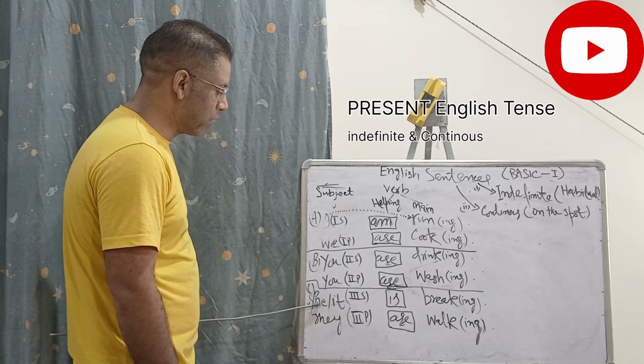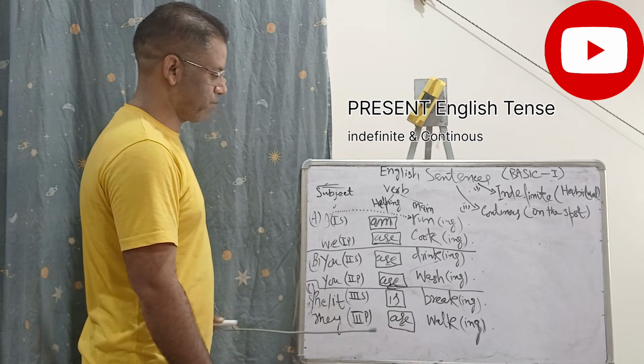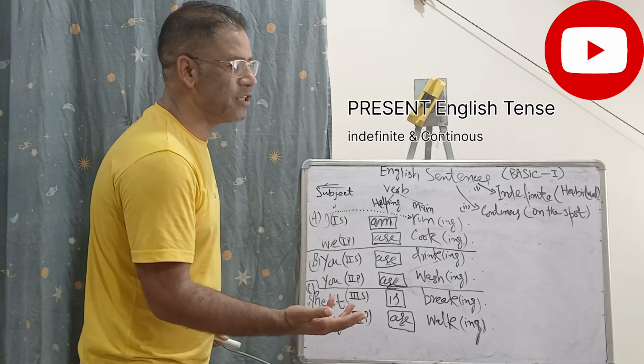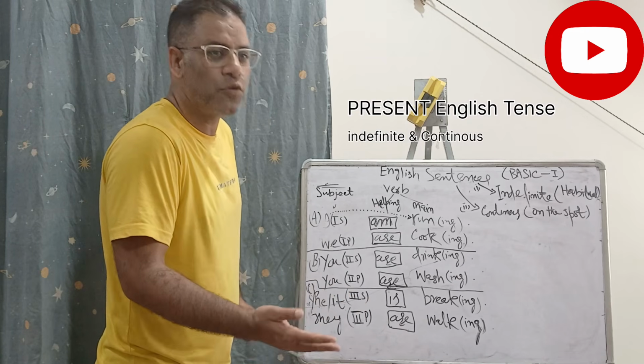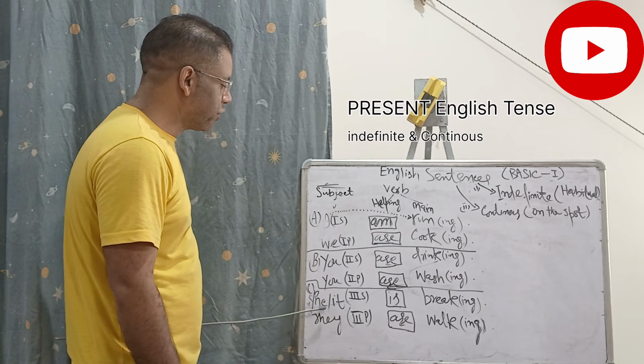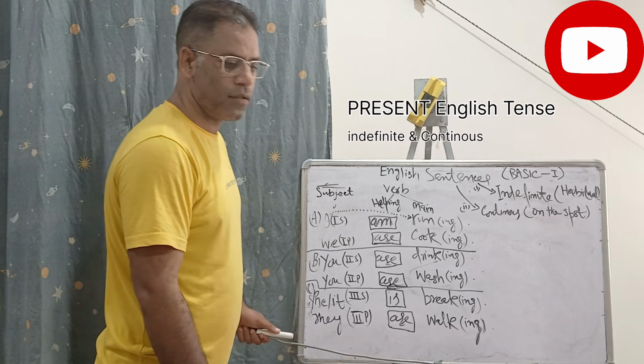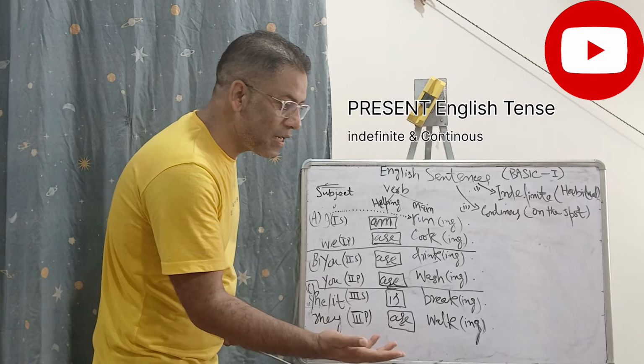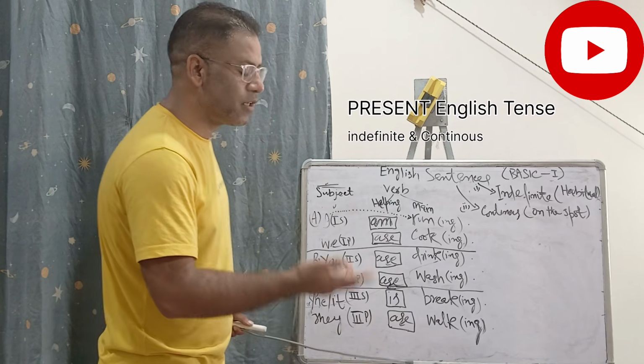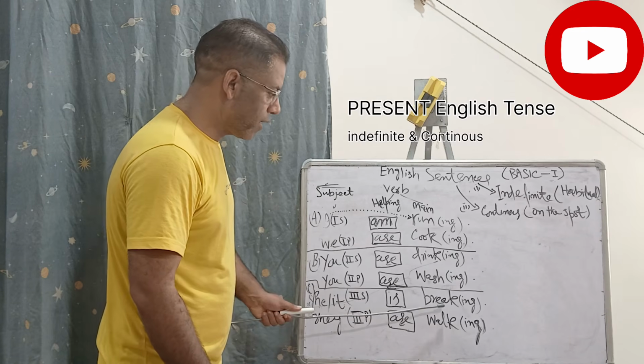Likewise, we can say that she breaks. That means she breaks habitually. She's in the habit of breaking. It's a routine. But when we say that she is breaking, that means she is breaking right now. She is in the process of breaking. That's why we say that she is breaking.